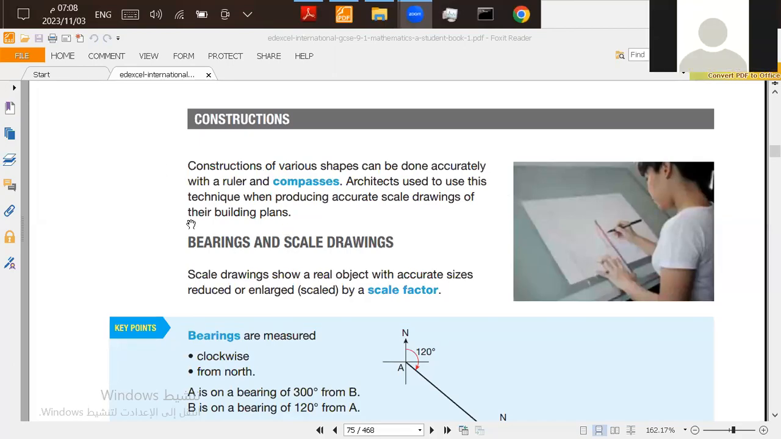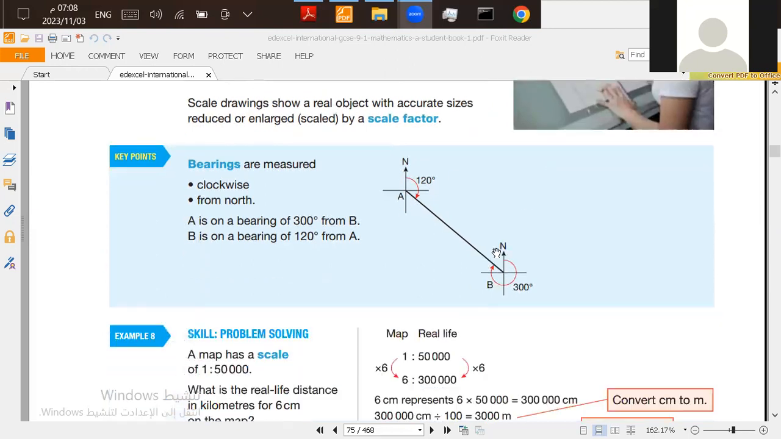Okay, guys, in this video, we're going to talk about constructions and how to construct using scale drawings. First, we're going to talk about bearing. So bearings and scale drawings. Let's start with this one.